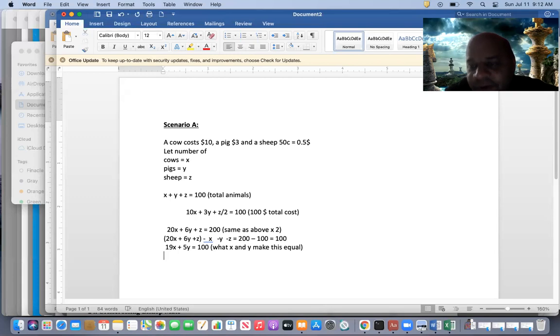There is no solution possible. If you take 19 into 5, it is 95. X equal to 6 will go to 114, right? Between 95 and 114, but 19X will never be equal to 100 if X is an integer. Got it?